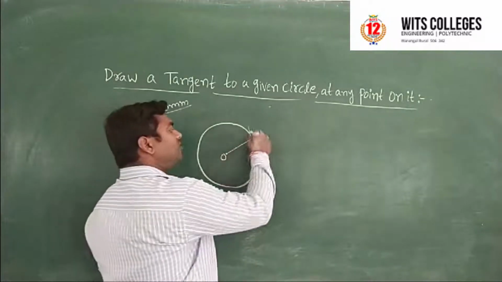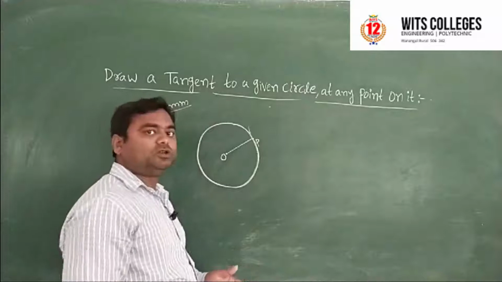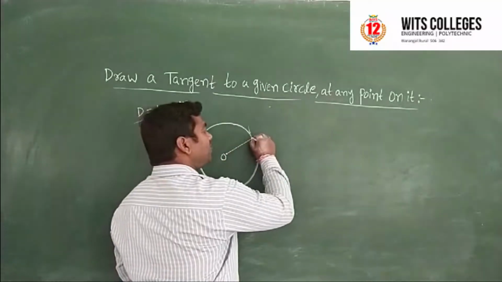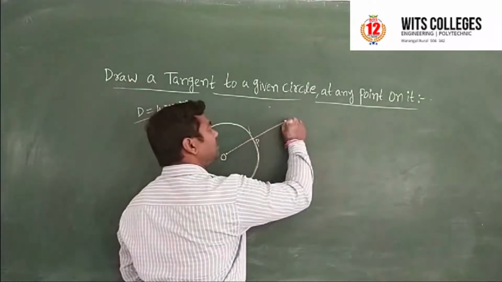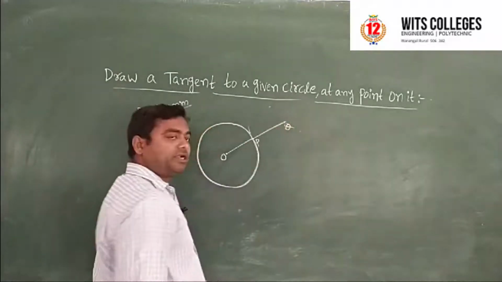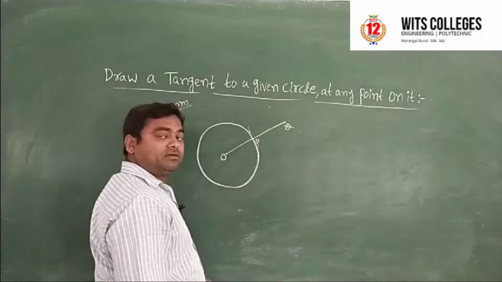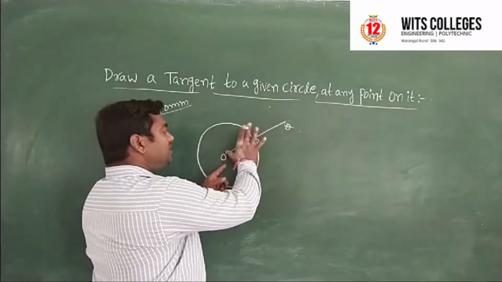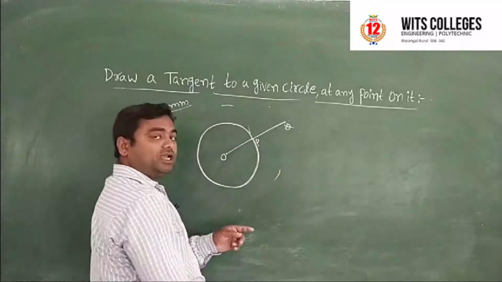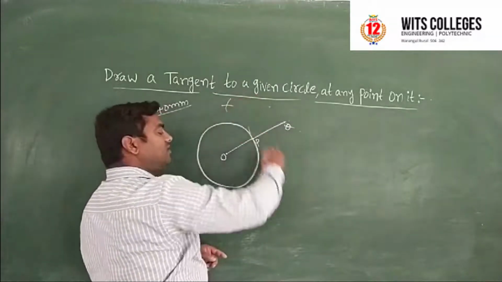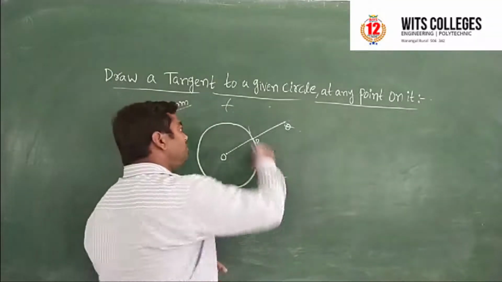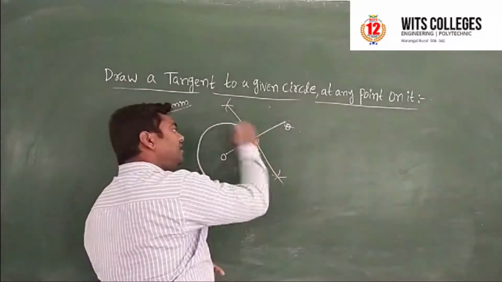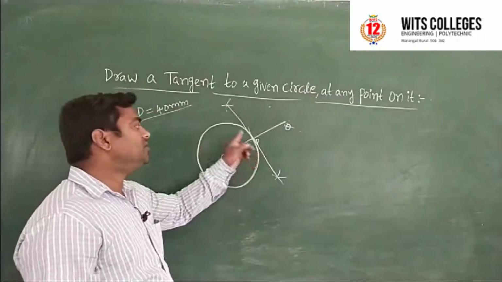Join O and P and draw a perpendicular, or else you can do one thing: extend this OP and make it double. Suppose we mark it Q. Now bisect this line OQ. The bisection procedure: take more than half of the length as radius, O as center, draw one arc above the line and below the line, and similarly with Q as center, draw one arc above and below the line. If you join these 2 points, this is going to be the bisection line, and definitely that is going to become the tangent to the given circle.